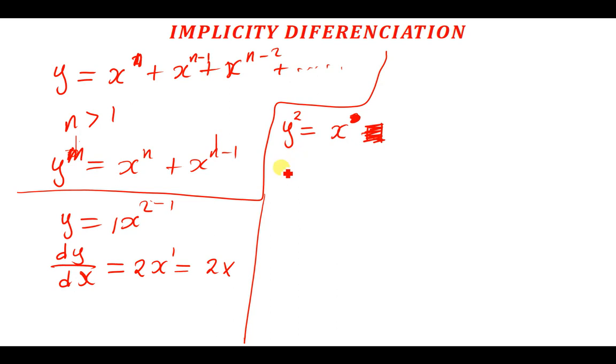If you want, you can first square root both sides. When you take the square root of both sides, you're going to have y is equal to plus or minus the square root of x. This is what we're going to have, meaning you have two values of y. You have y1 equal to the square root of x, and y2 equal to negative the root of x. If this is what you have, you can now differentiate them independently.